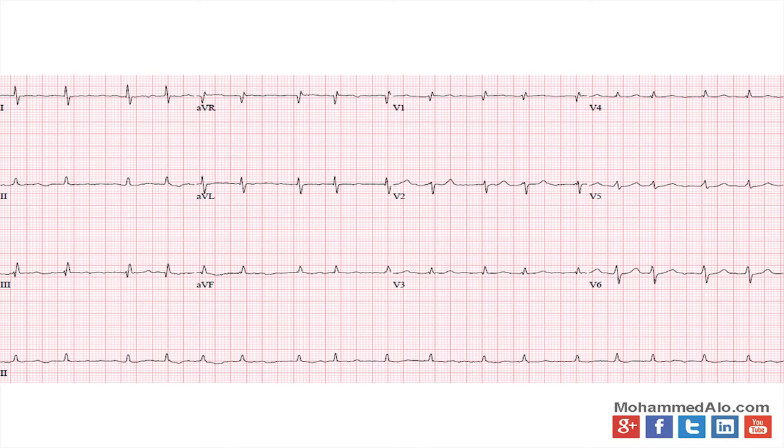Contrary to public opinion, obesity does not cause this. Now, if somebody is really obese, possibly, but obesity in general does not cause low voltage. There are other things that do, and just be wary of that.